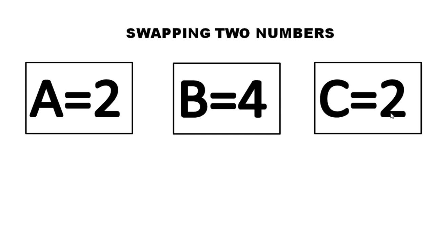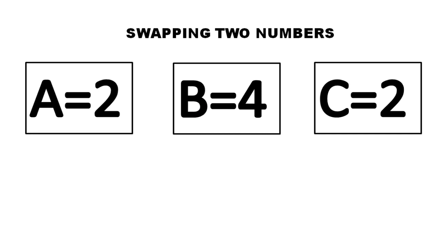Currently C is having what? 2. Then you say A is equal to B. So 4 comes in A, okay, and 2 goes off. When a new data comes, the previous data goes off. So in A you have what? 4. B is also 4, but I'm going to say B is equal to C. 4 goes off and 2 comes here. So you see, the swapping is done. 4 has come here and 2 has come in B.